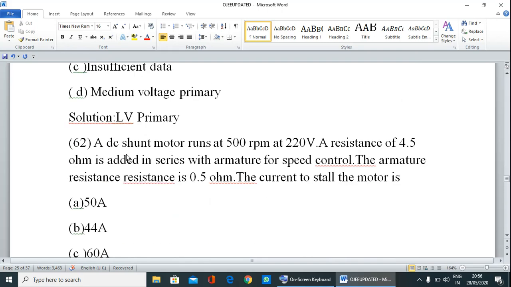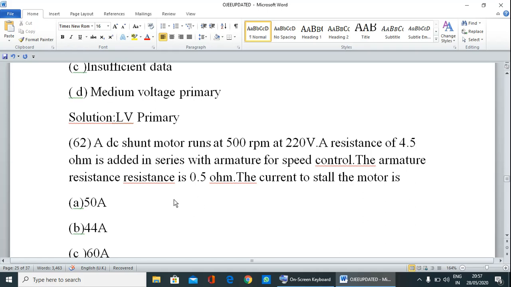So next question, a DC shunt motor runs at 500 RPM at 220 volt. A resistance of 4.5 ohm is added in series with the armature for speed control. The armature resistance is 0.5 ohm. Find the current to stall the motor. What do you understand by current to stall the motor? It means the current at which the motor will be stopped. That is called stalling current.